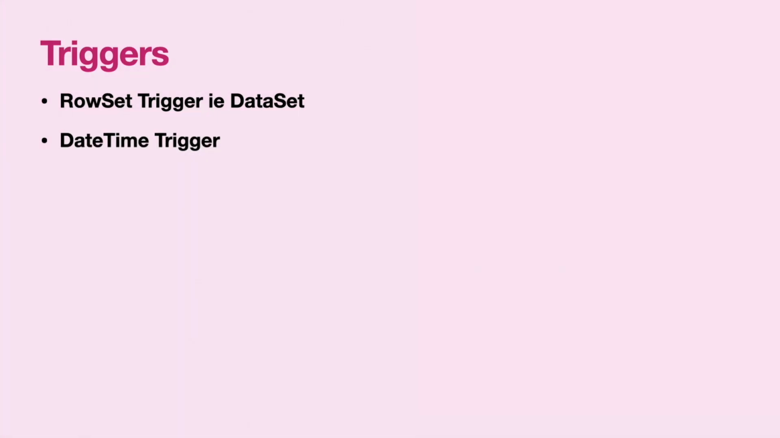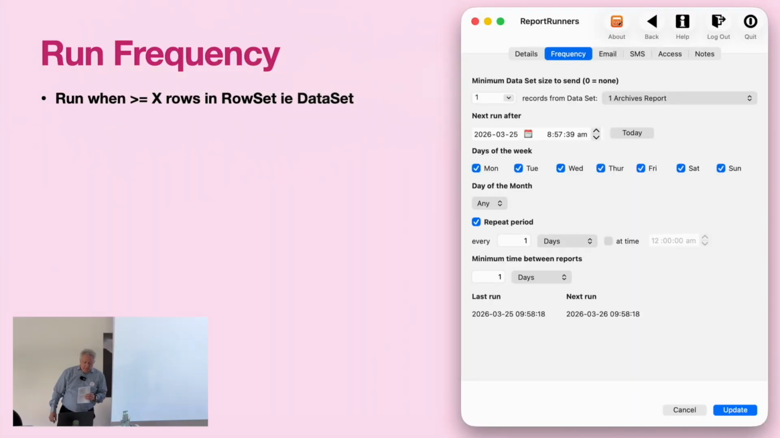And there's a date time trigger. So that might be the one where you say at midnight on Sunday night, give me a report as to what happened orders-wise or complaints-wise, or what happened in the database over the last week, or if it's a monthly report, over the last month. There's no reason why you can't have both as well, a time trigger and a row set trigger.